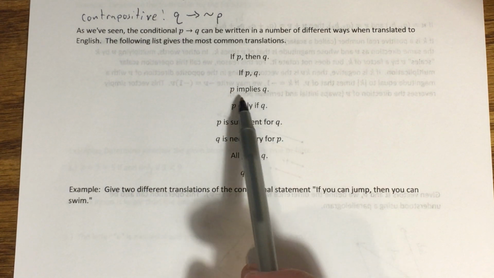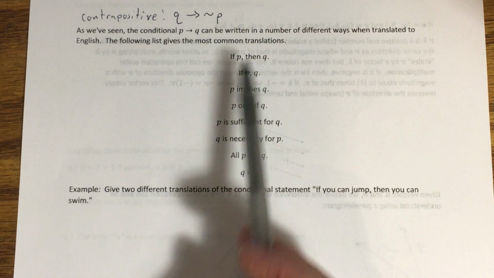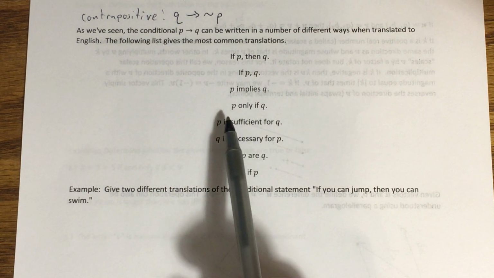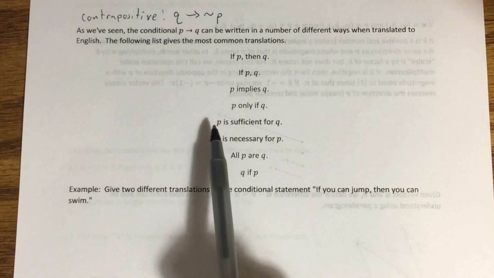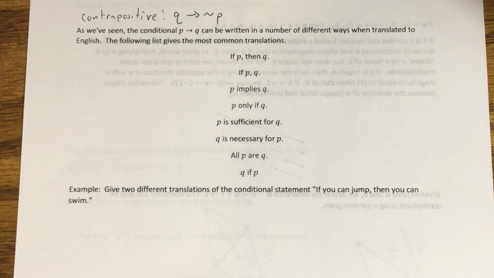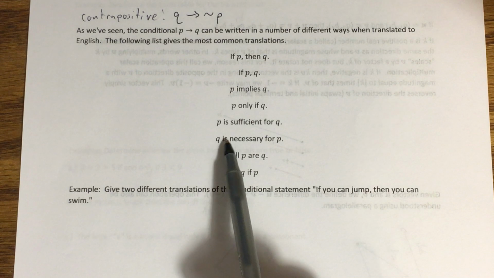This is one we've been using a lot. We can also say P implies Q. That's equivalent to if P then Q. One we haven't used yet, but is also very common in math specifically, is P only if Q. So a number is divisible by 4 only if it is even. That's another version that we can use.